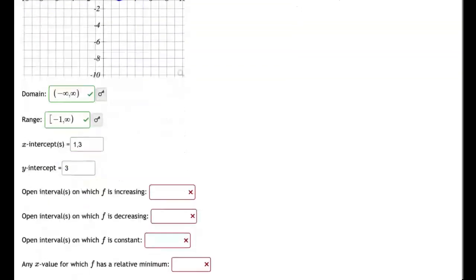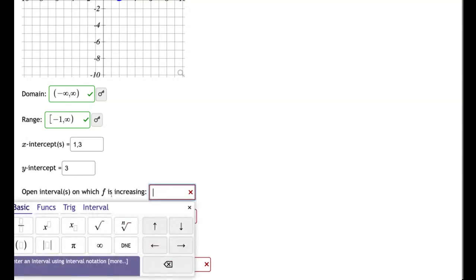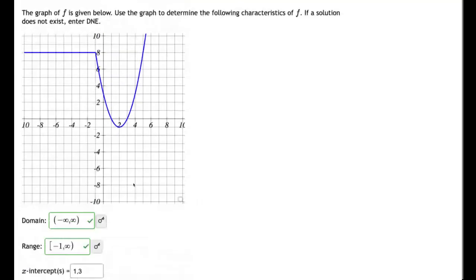Okay, whatever. All right, so open intervals means that it's going to be open circles. Open circles means it's going to be parentheses. So open intervals is always parentheses for these, and it tells you that in the problem. Open intervals means parentheses. So where it's increasing.